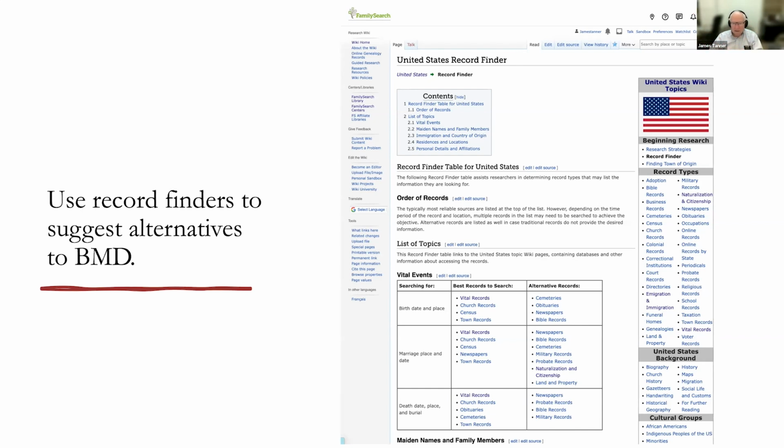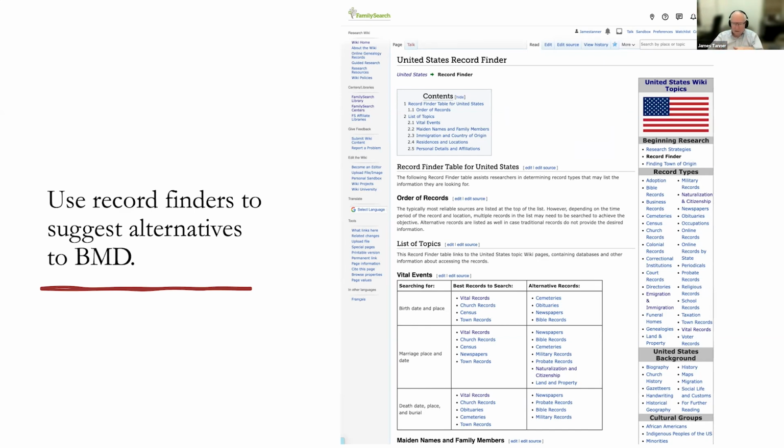And for marriage place and date: vital records, church records, census records. Do they sound like some of the same records? Yes, they do. Newspapers, town records, Bible records, cemeteries, military, probate, naturalization and citizenship, and land and property, and essentially all of the record types that are listed on the right-hand side of this particular page from the Research Wiki. Because there's a possibility that a record would reflect the age or date of birth of a person, and you would be able to find out more specifically when they were born.